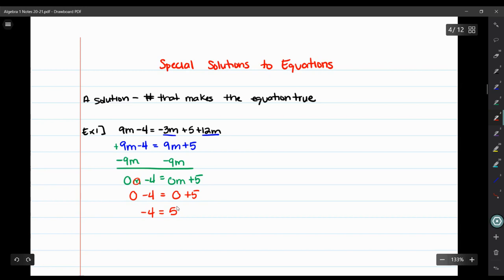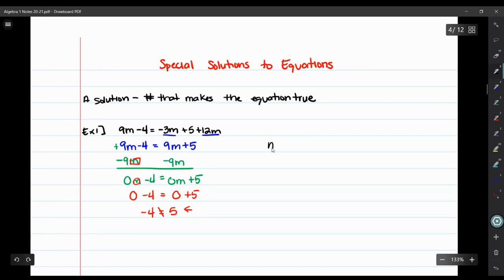Well, the goal is normally to get m alone and by itself. The problem being is this step here no longer has an m. So we look at what's left over. Since my goal has been thwarted, we need to look at what's left. -4 equals 5. Well, we know that that is not true. -4 is not the same number as 5. So here's the conclusion that we make.